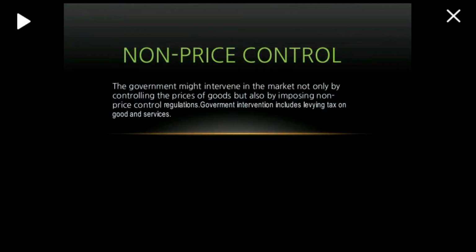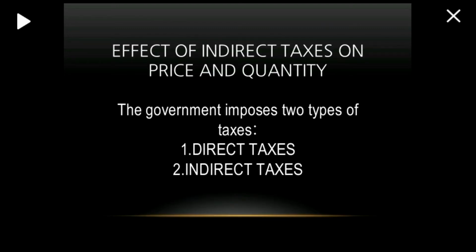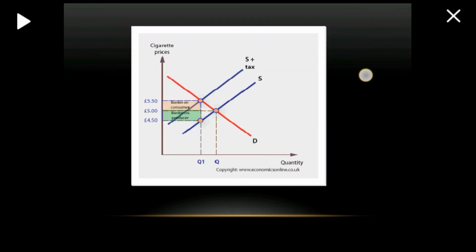Price control. The government might intervene in the market not only by controlling the price of goods but also by imposing non-price control regulation. Government intervention includes levying tax on goods and services. Effect of indirect tax on price and quantity. The government imposes two types of taxes: direct taxes and indirect taxes. Direct tax is income tax and indirect taxes are sales tax and service tax.